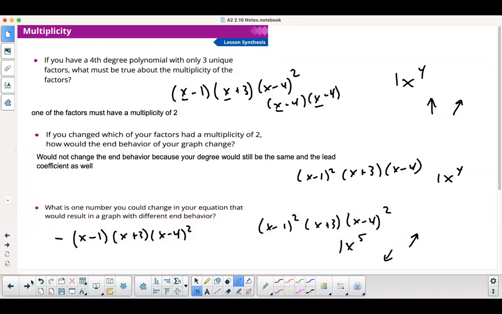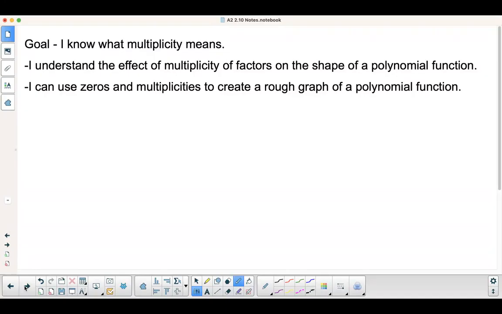Cool. I know what multiplicity means. I think so. I understand the effect of multiplicity of factors on the shape. I think so. And I can use zeros and multiplicities to create a rough graph of a polynomial. Yes.